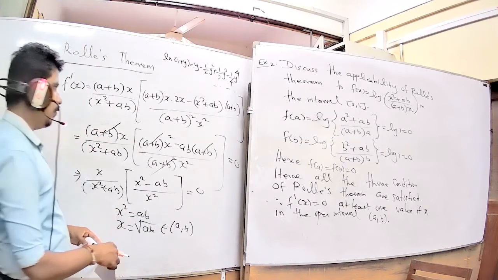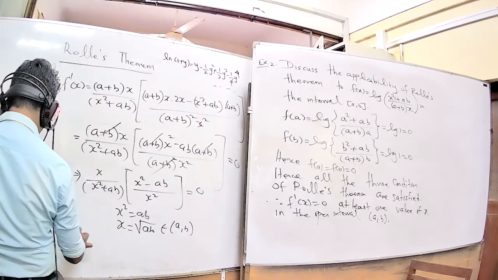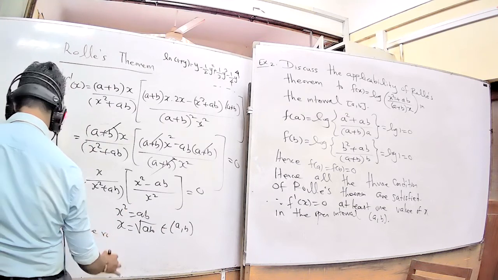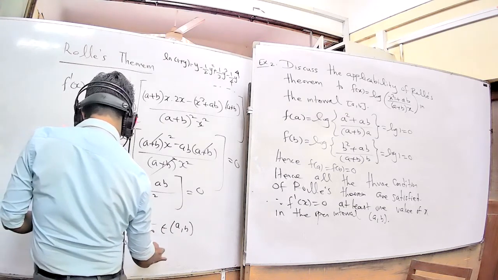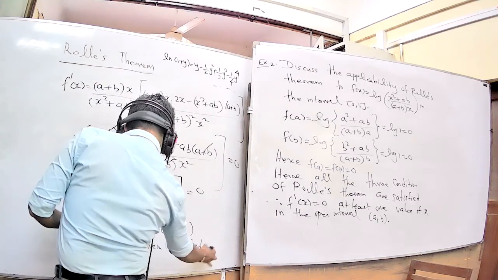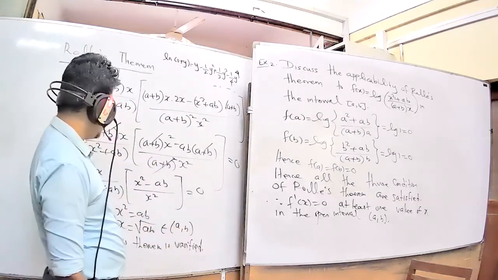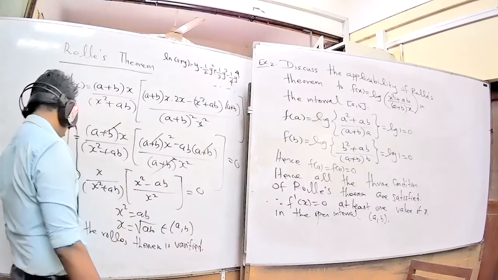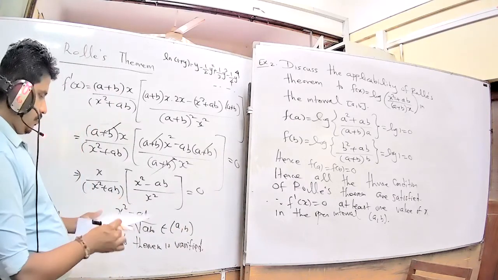Hence Rolle's theorem is verified. This interval does not contain zero, therefore it is possible. Hence Rolle's theorem is verified.